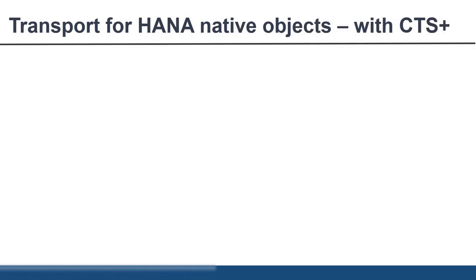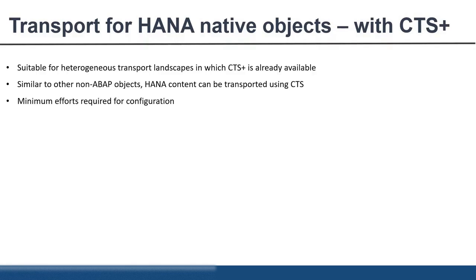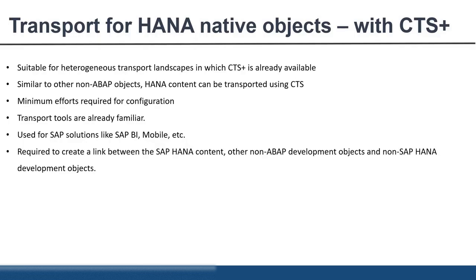So now the third scenario is if you want to transport HANA native objects. The first option is CTS plus, if you have CTS already in your landscape. CTS plus is suitable for heterogeneous transport landscapes. It is similar to other non-ABAP objects where HANA content can be transported using CTS. It can be done with minimum effort for configuration. If you are already using CTS in your landscape, then you are already familiar with CTS, so it becomes easy for you to transport it using CTS plus.